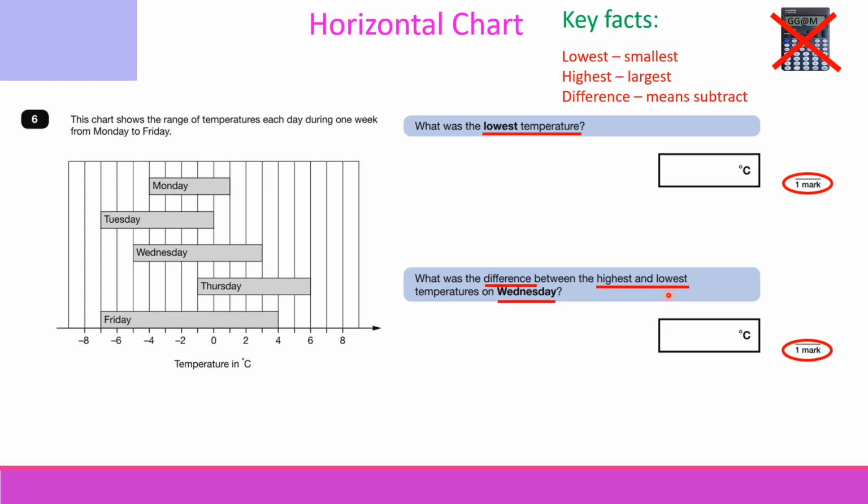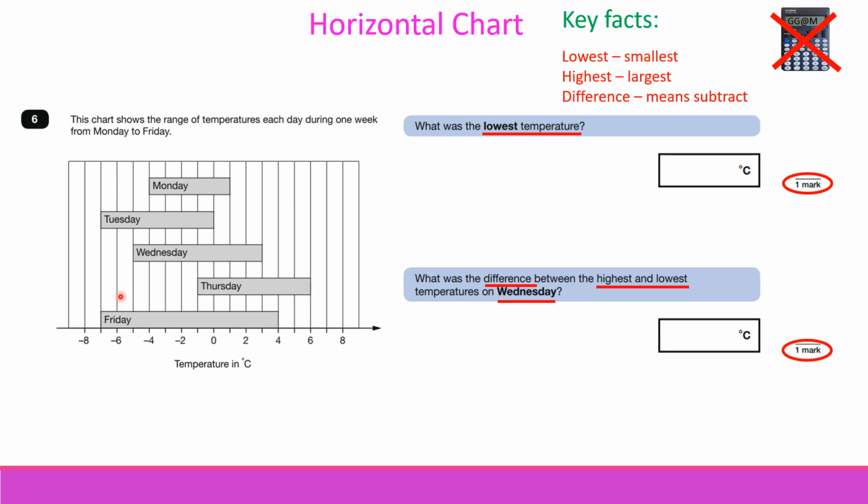Press pause, have a go at working out the answer, and then press play when you're ready to hear the answer. Well done, guys. Hopefully you've managed to get yourself an answer. So to start with, we're going to look at the lowest temperature. So if you look down here, we've got temperatures here. On a Thursday, we've got 6, which is my maximum temperature, but we're looking for the lowest.